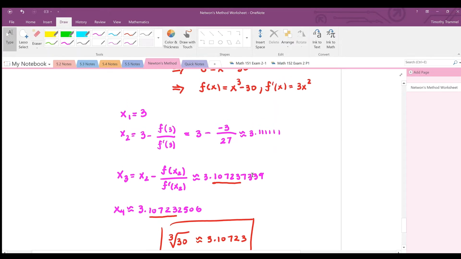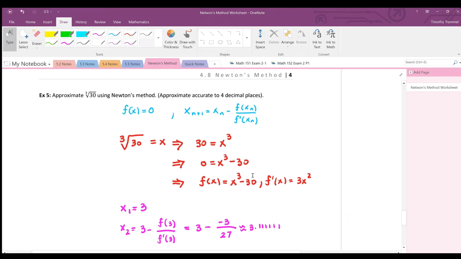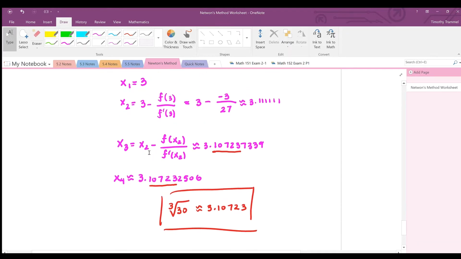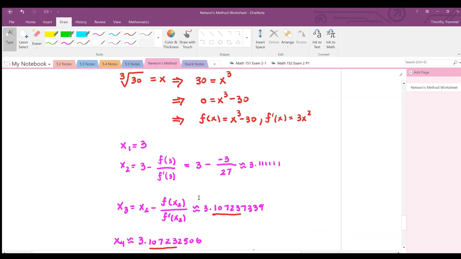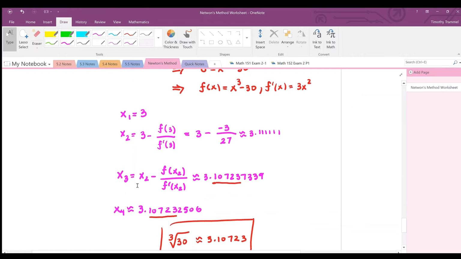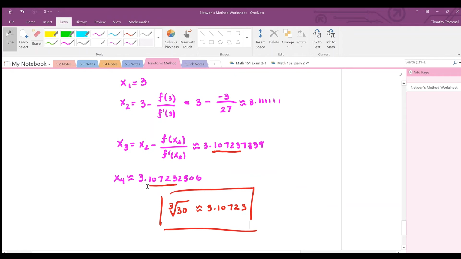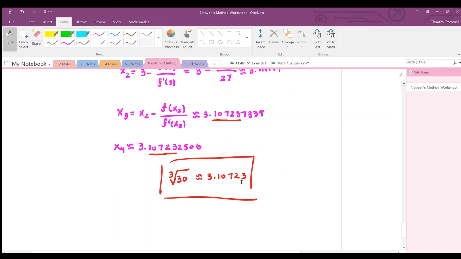All right, and one last thing I want to point out is we had to do 3 calculations: one for x2, one for x3, and one for x4. And in just doing those 3 calculations using Newton's method, we have something that's accurate up to 5 decimal places for the cube root of 30. So this is a pretty efficient algorithm, or a pretty efficient technique.